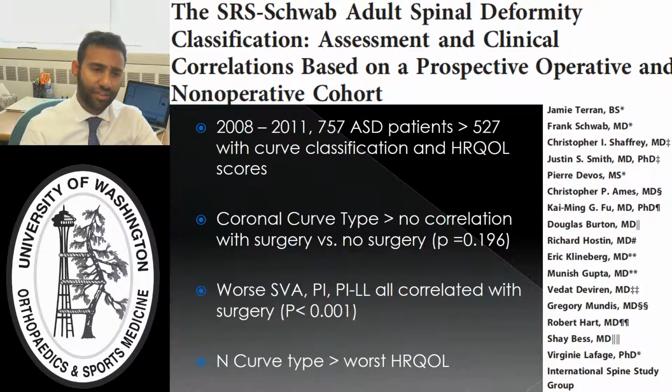validate this classification system on 757 adult spinal deformity patients. They found that coronal curve type actually had no correlation with outcomes, which is really important. That often our main goal of surgery is not to correct the curve to make it straight on an AP X-ray, but rather to achieve a balanced correction and restoration of lordosis and reducing the pelvic tilt to within 22 degrees.